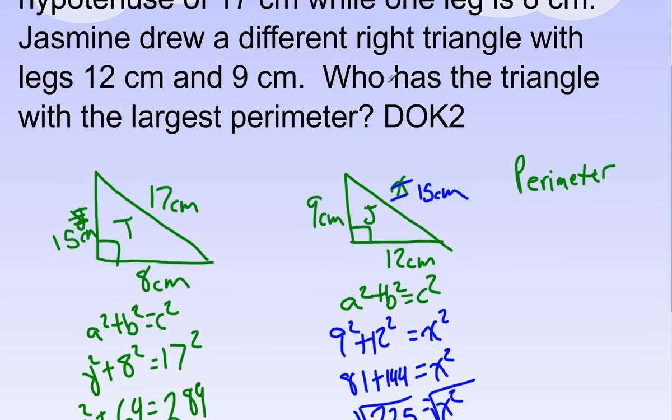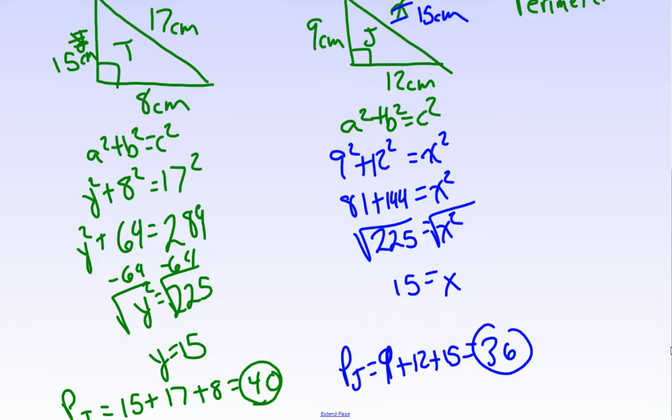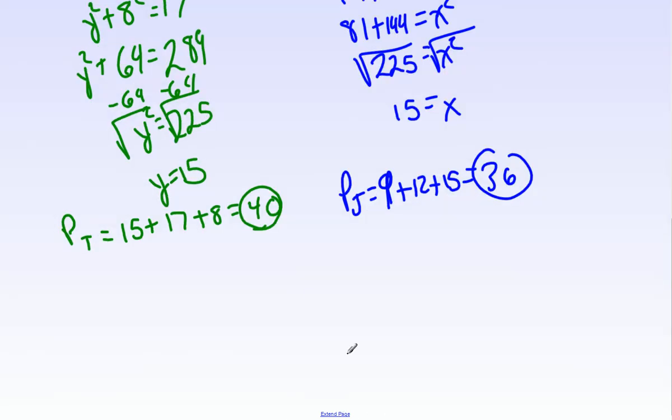So the question was, who has the triangle with the largest perimeter? I had to find the missing side of each triangle in order to find the perimeter. And now that I have the perimeter, I can tell you that Tom's perimeter is larger. Tom has the triangle with the largest perimeter.